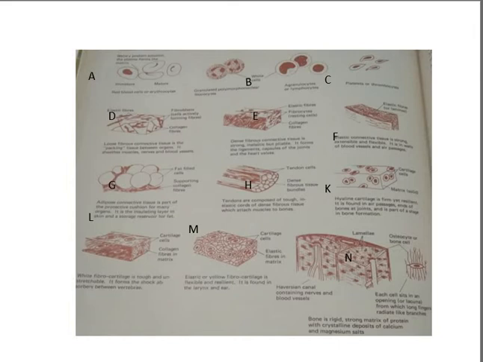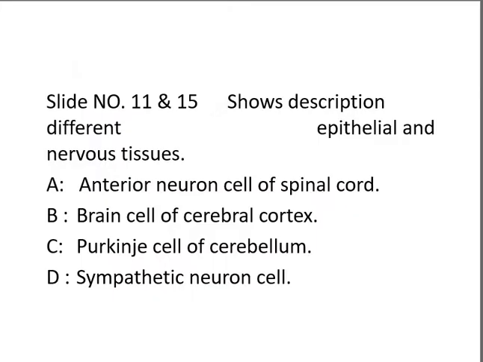And in the next slide we see more different types of tissues, shown in slides number 11 and 15. Slide 11 I have described a few moments back. Slide number 15 shows a description of different epithelial and nervous tissues.